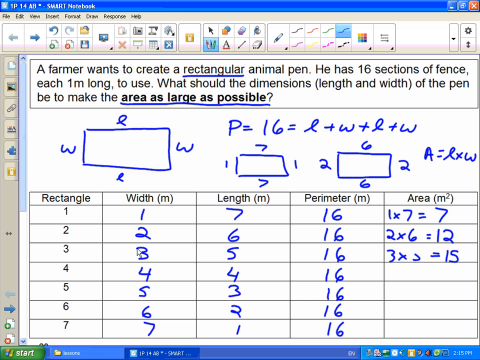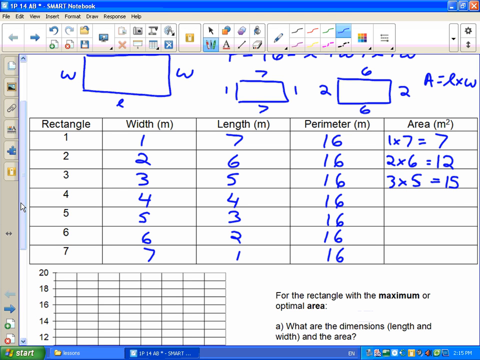Times 6. Okay. And we can work our way all the way down this table, filling in what our area is. 4 times 4 is 16. 5 times 3 is 15. 6 times 2 is 12. 7 times 1 is 7.